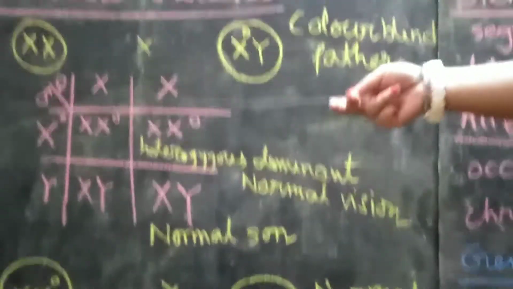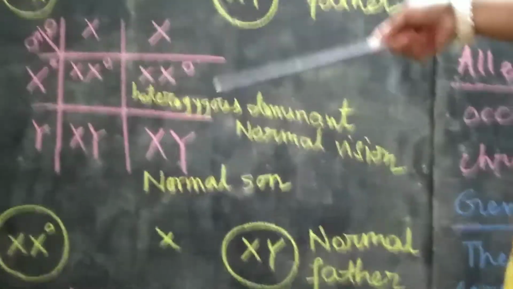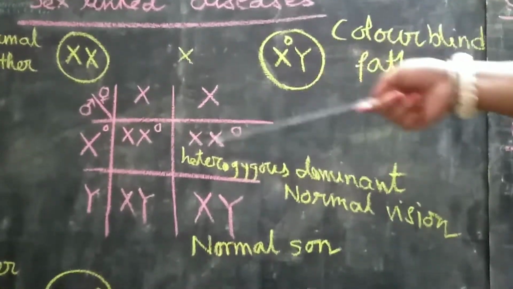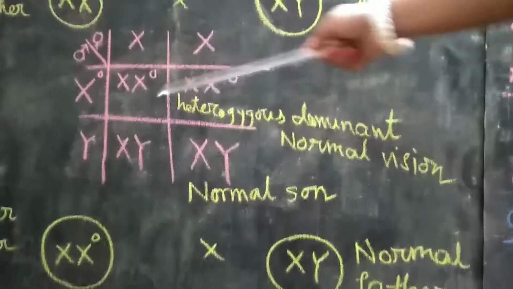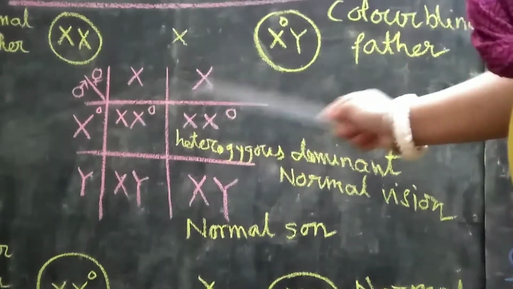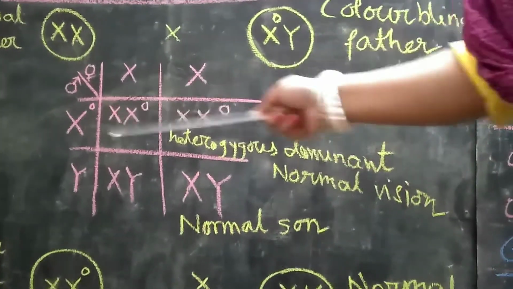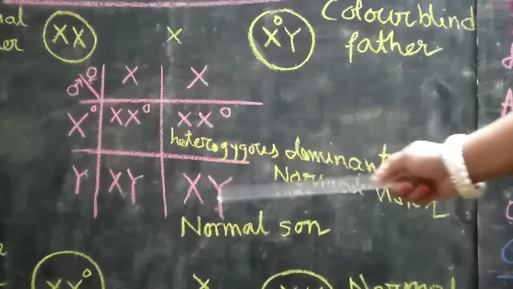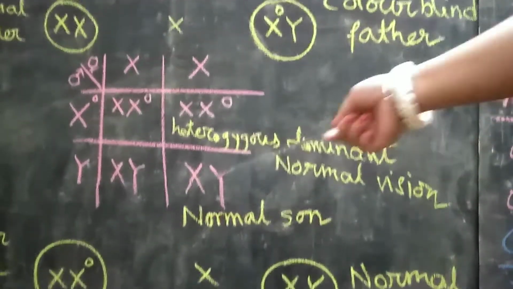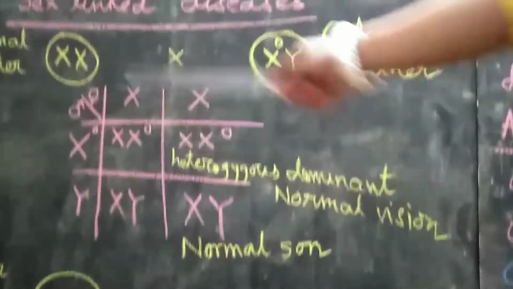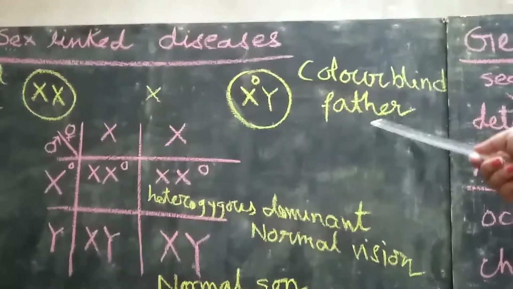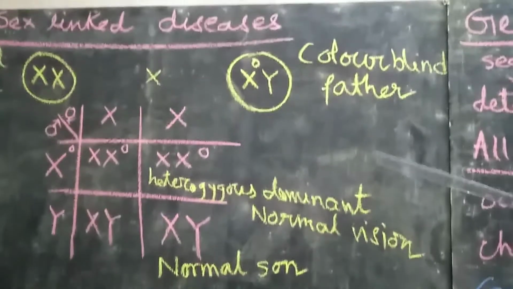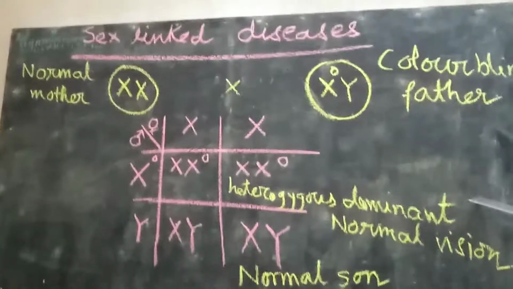Here also the same thing. So there is a 50% chance of heterozygous dominant, normal vision, but these two will be carriers. Here XY, here also XY, X0, X0. Here XY, here XY: the normal son, no defective gene is present. So if the normal mother is crossed with the colorblind father, then there is a 50% chance of a carrier heterozygous daughter and a normal son.